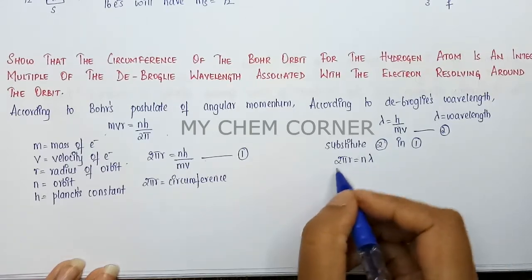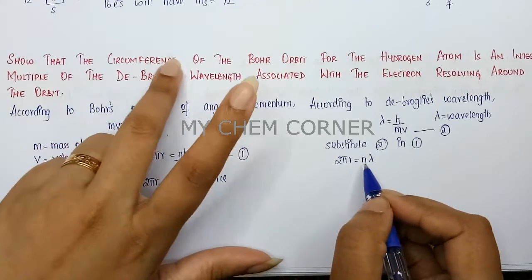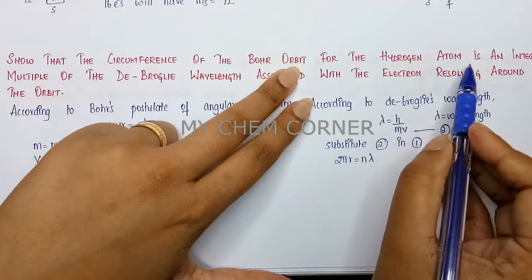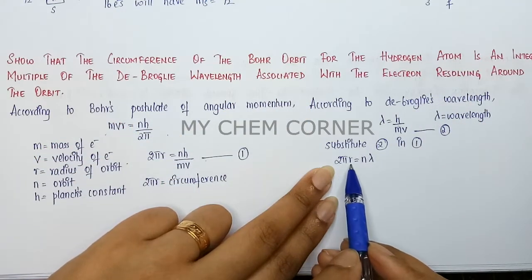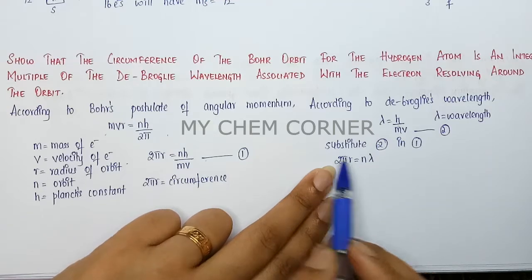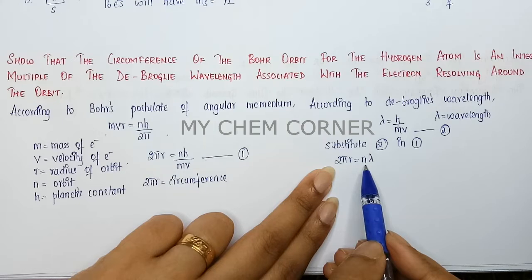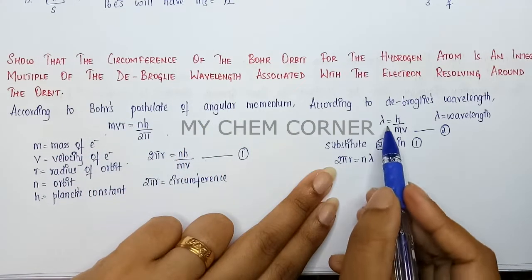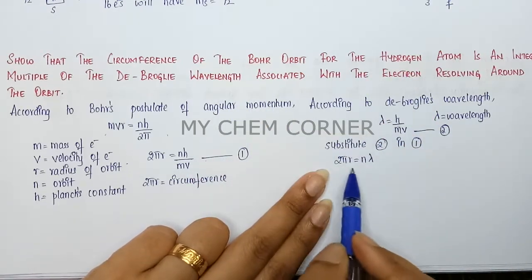So here when you see the equation, it is clearly what it is written here. Circumference of the Bohr's orbit of hydrogen atom is this. This is a circumference formula. It should be an integral multiple. n is an integral multiple of de Broglie's wavelength. Your de Broglie's wavelength is this lambda. So here you have already proved this particular formula.